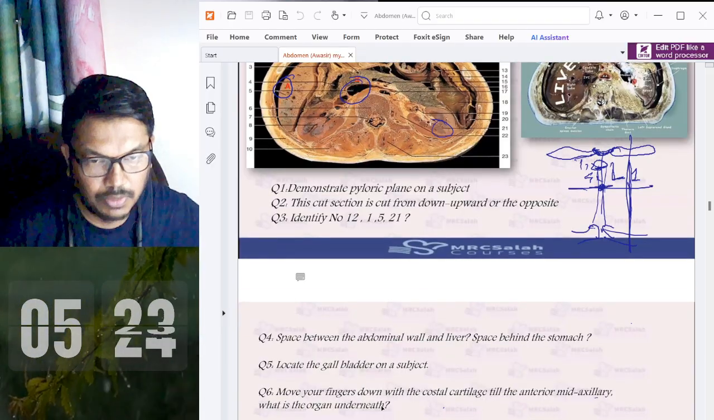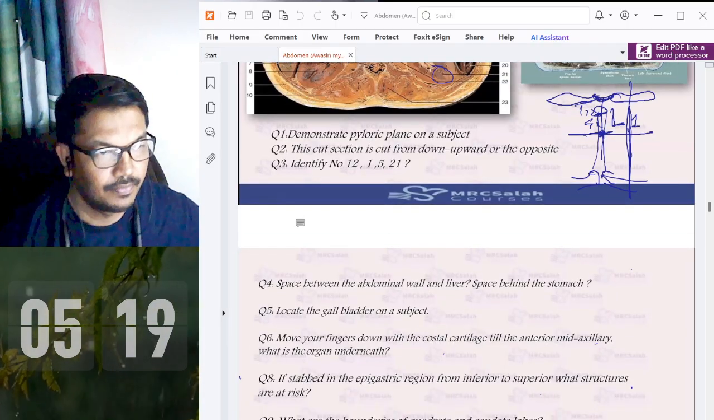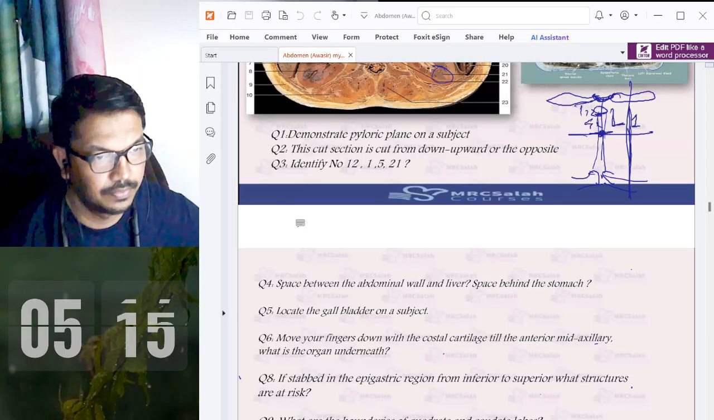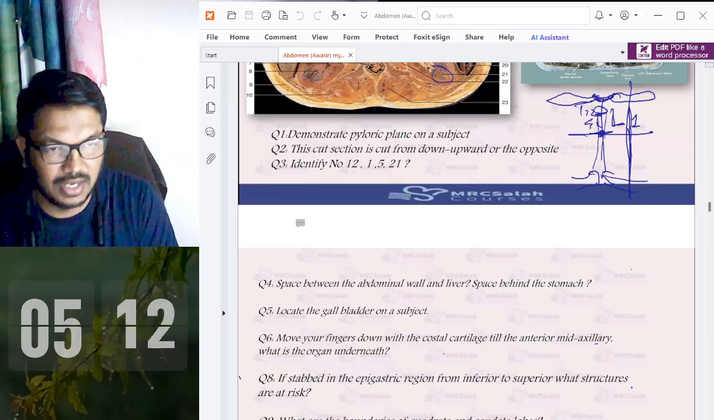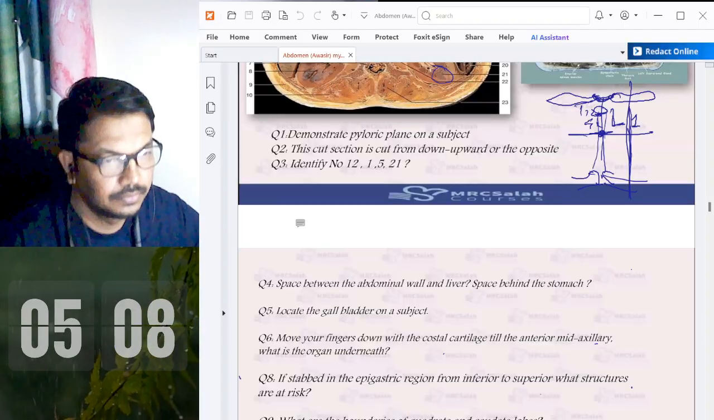What is the space between the abdominal wall and the liver? Subphrenic space. What is the space behind the stomach? Lesser sac.